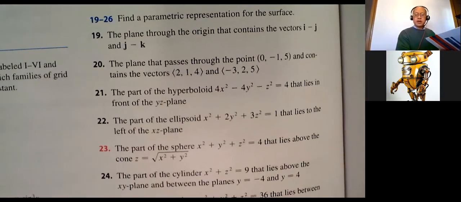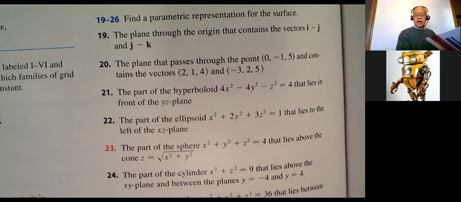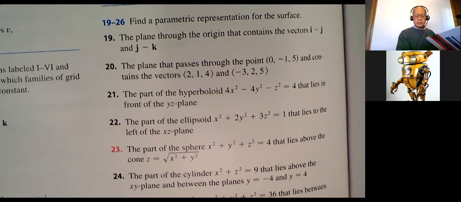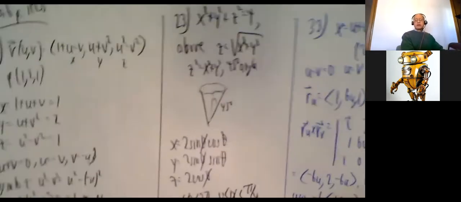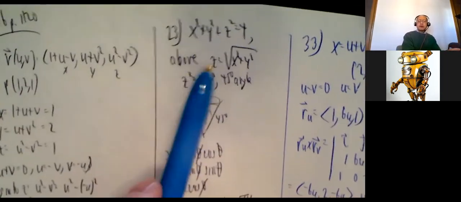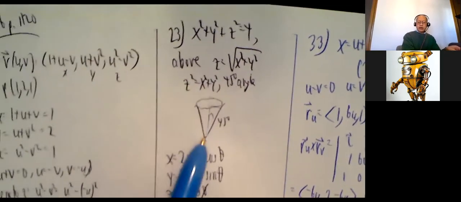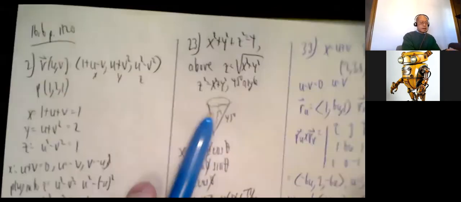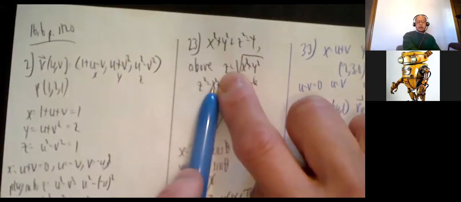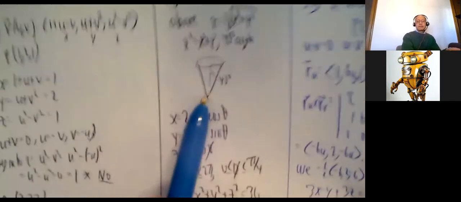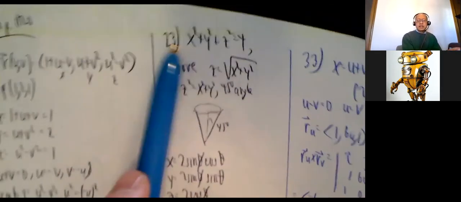Number 23. The part of the sphere x squared plus y squared plus z squared is 4 that lies above the cone z equals the square root of x squared plus y squared. Now, if I square both sides here, I get z squared equals x squared plus y squared. It's at a 45 degree angle. If I cover up one of these, z squared equals x squared, z is plus or minus x, 45 degree angle, likewise for y. And this is a sphere.